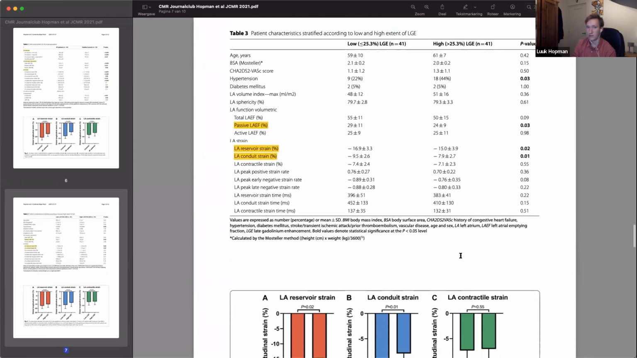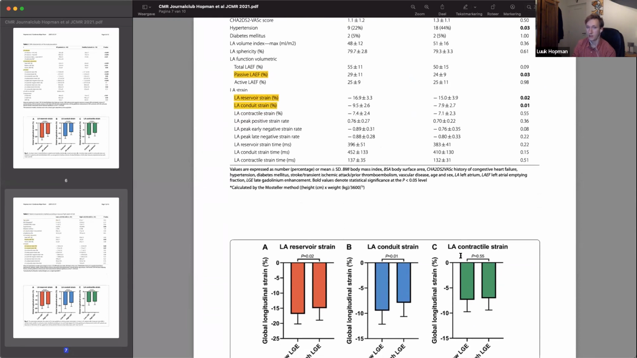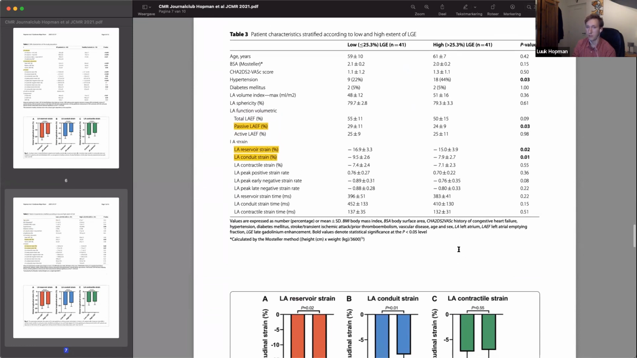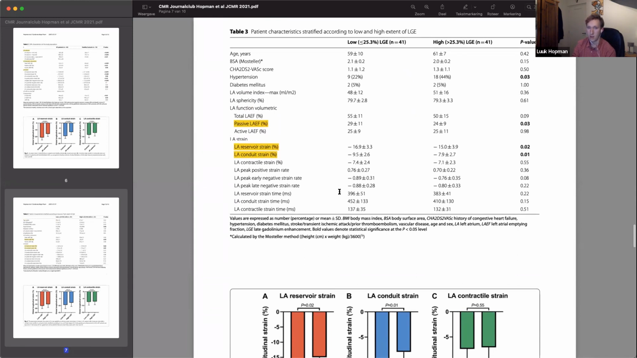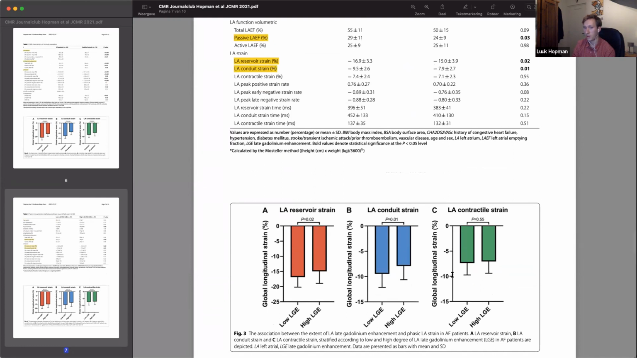Thereafter, we divided the AF patients into two groups according to the median percentage of left atrial fibrosis. We found that passive strain parameters, but also passive left atrial emptying fraction, so the left atrial reservoir and conduit strain, were both significantly impaired in patients with a high degree of left atrial fibrosis, while contractile strain on the other hand was comparable between the two groups.